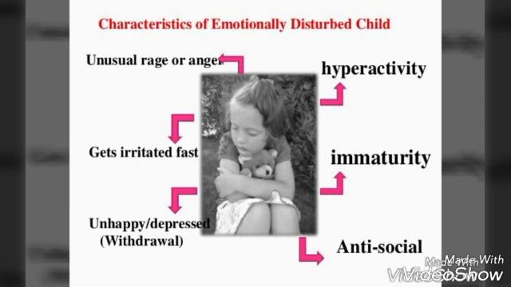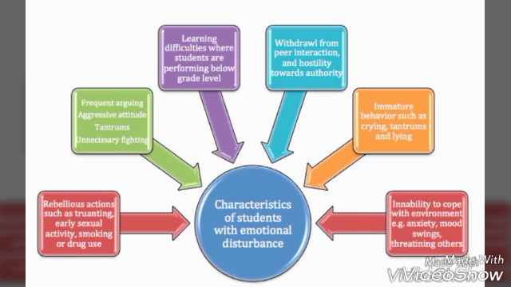Category 4 covers emotional disorders. Students with emotional disorders have an inability to build relationships and are usually depressed. They show unusual rage and anger, hyperactivity, and get irritated fast.